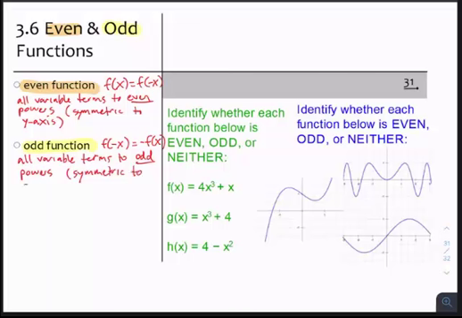If something is symmetric to the origin, what that means is you can rotate the graph 180 degrees, and it's going to map onto itself. So if you rotate the graph at the origin 180 degrees and it maps onto itself, you have an odd function.